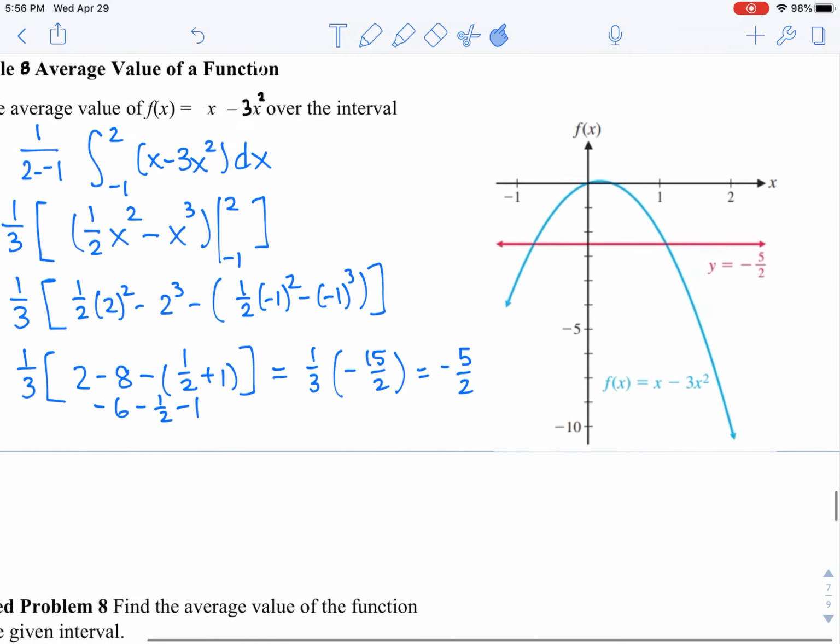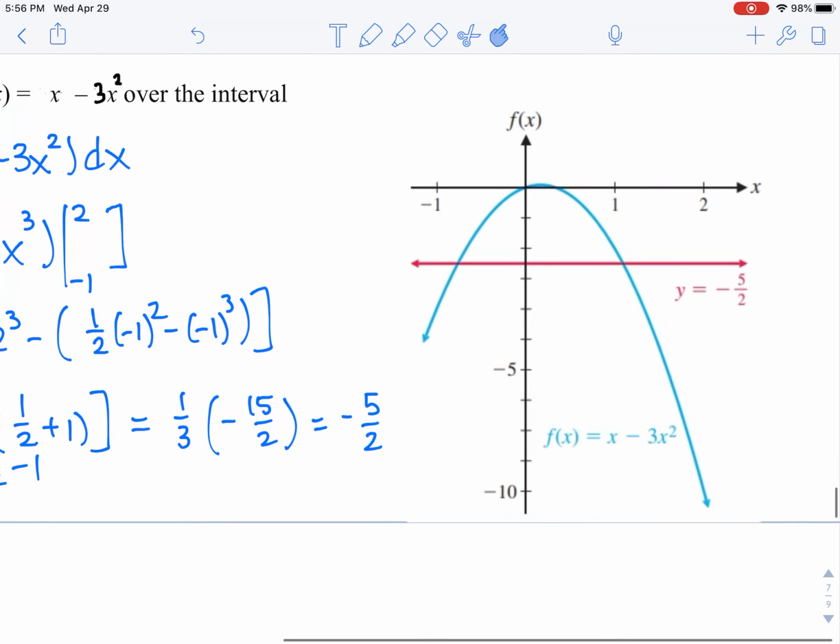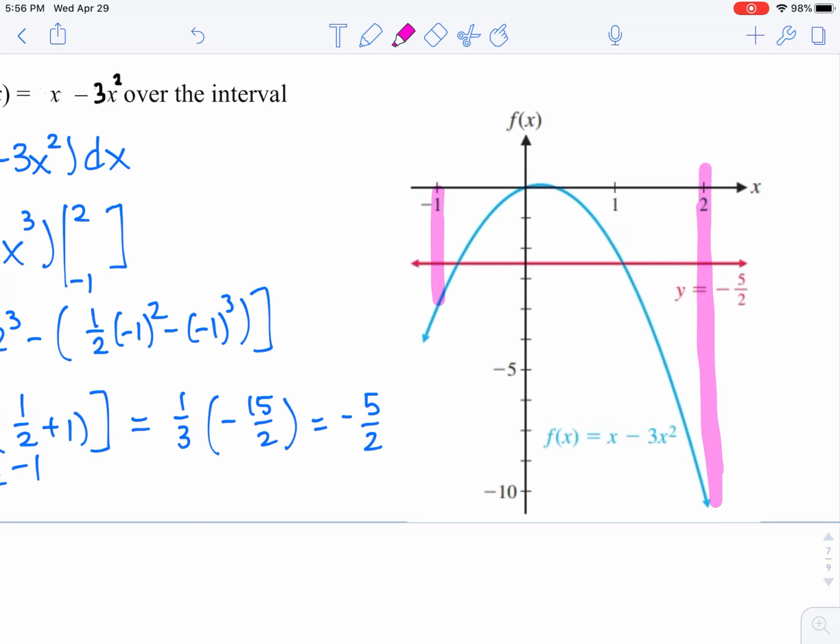which equals -5/2. And if you look at the graph, there you can see the average value is drawn as the line, y equals -5/2. And again, it's taking an average value.